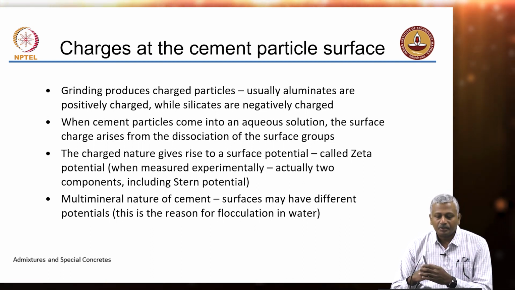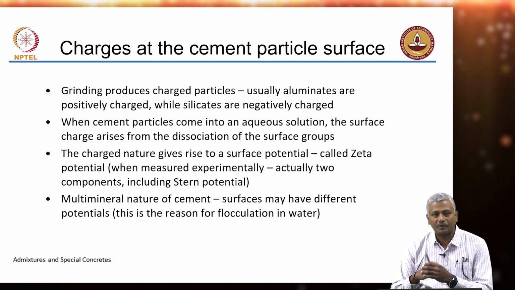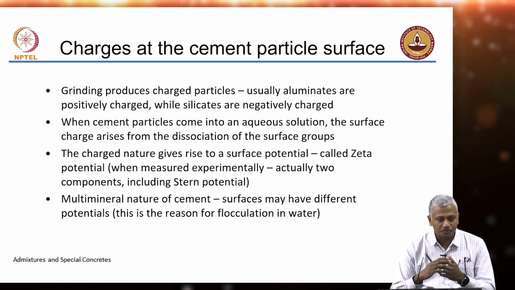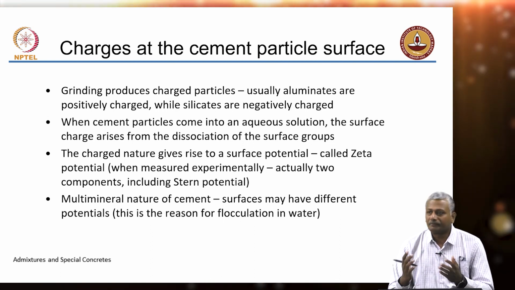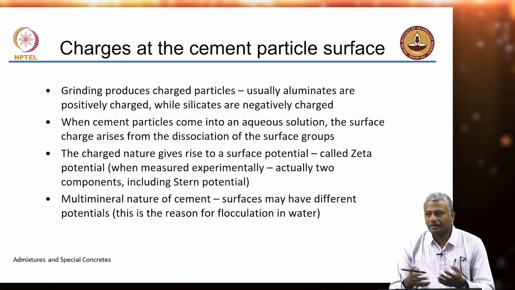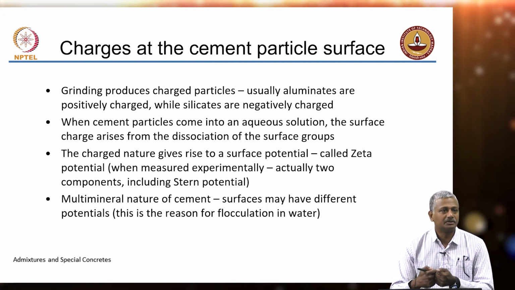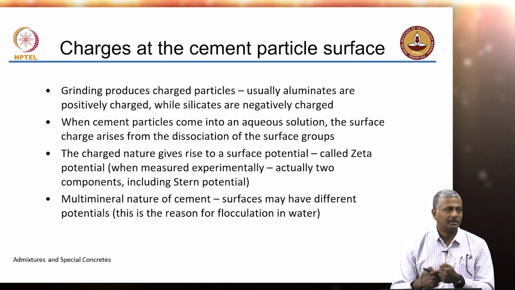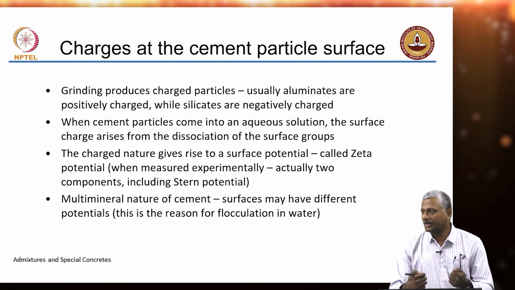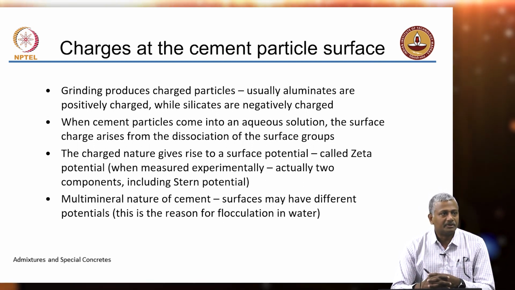Okay? So, usually aluminates acquire a positive charge, whereas silicates acquire a negative charge when you do this process of grinding. Okay. So, obviously, when this kind of a cement or a cement clinker is put in water, there will be some flocculation or coming together of the charges, right. Opposite charges will attract and that will cause some flocculation of the grains to happen.